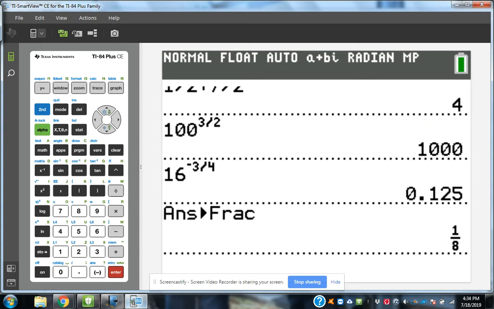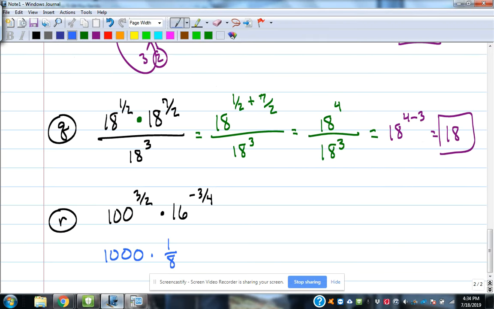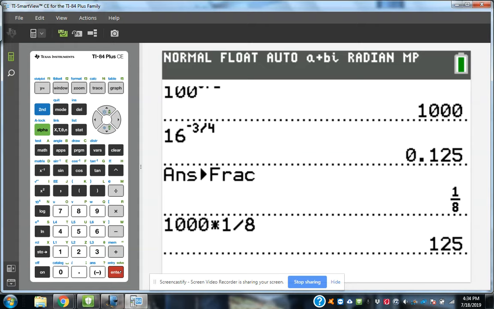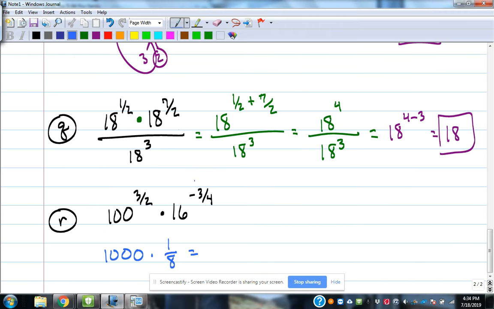All right. 16 raised to the negative 3/4 turns into 1 over 8. And then that's just regular numbers now. It's 1,000 times 1/8. I'm going to do it without a calculator, but it's summertime. That's 125. It works out to be 125.